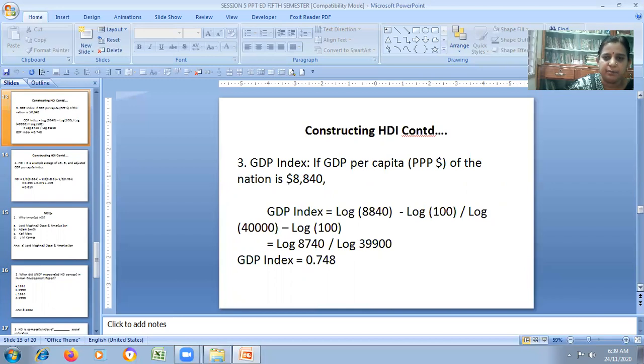The third index, that is GDP index. If GDP per capita of the nation is $8,840, then GDP index will be log 8,840 minus log 100 whole divided by log 40,000 minus log 100. The value of GDP index is equal to 0.748.